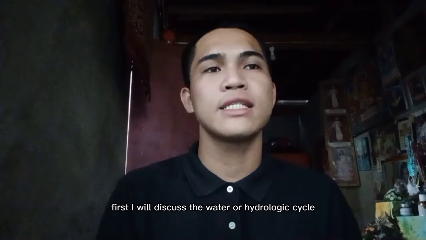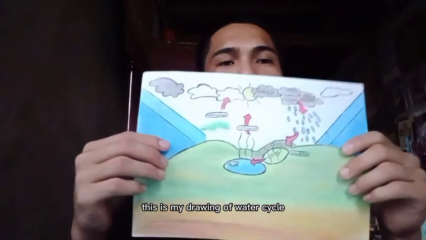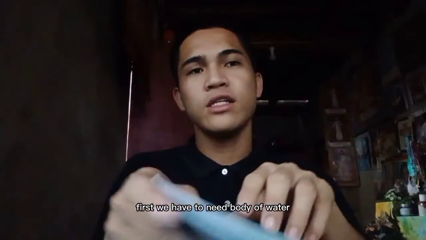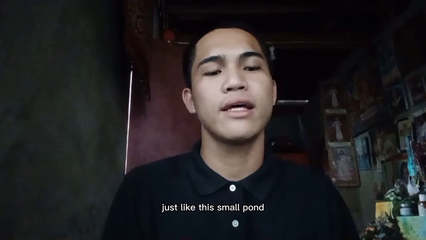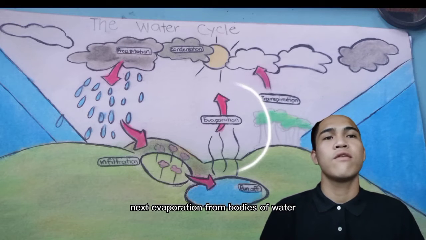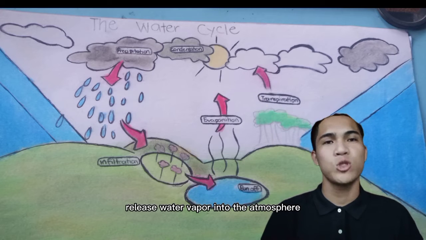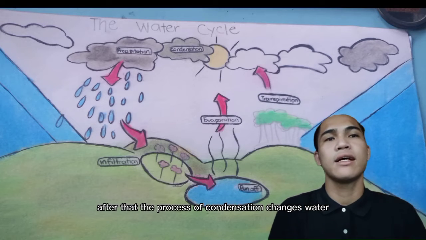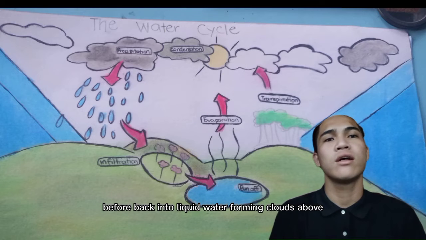First, I will discuss the water or hydrologic cycle. This is my drawing of the water cycle. First, we need a body of water just like this one. Next, evaporation. Bodies of water release water vapor into the atmosphere. After that, the process of condensation changes water vapor back into liquid water, forming clouds above.